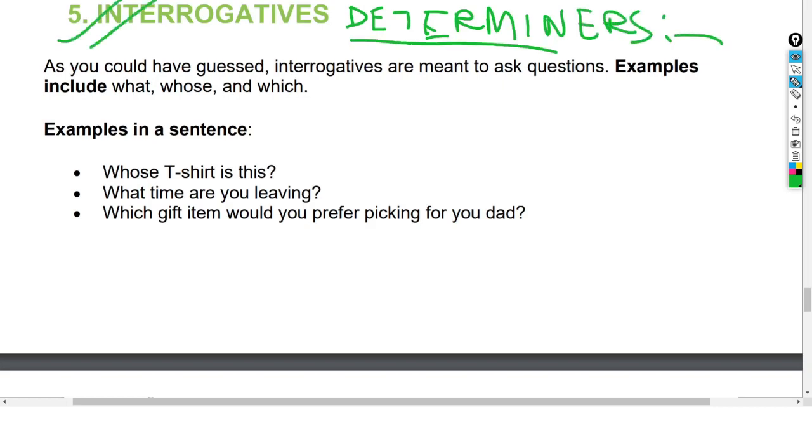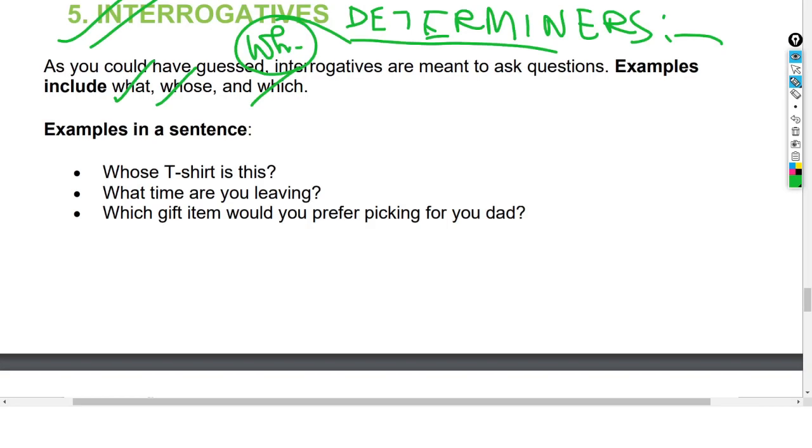Determiners. By the word you have understood already what interrogative determiners are. Means those determiners that actually ask some questions. This may be the WH word, means the word starting with WH. That includes what, whose, which, where, whence, all this.